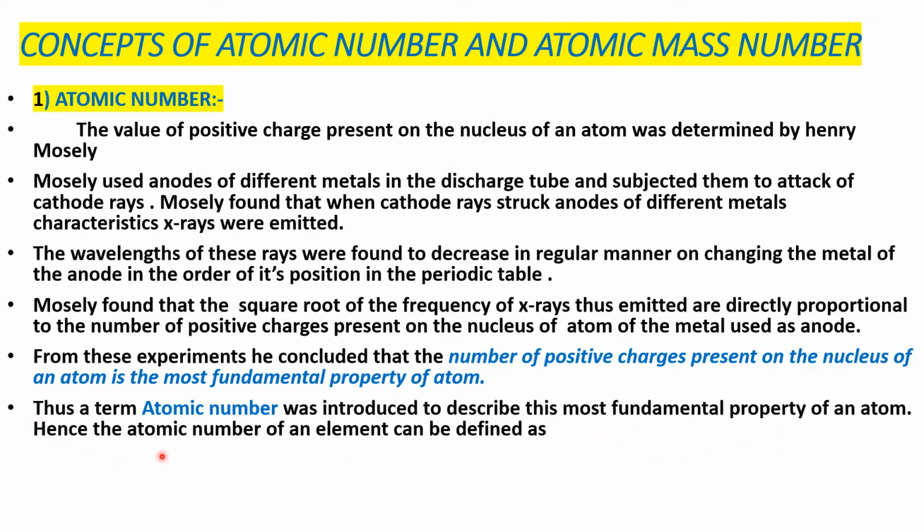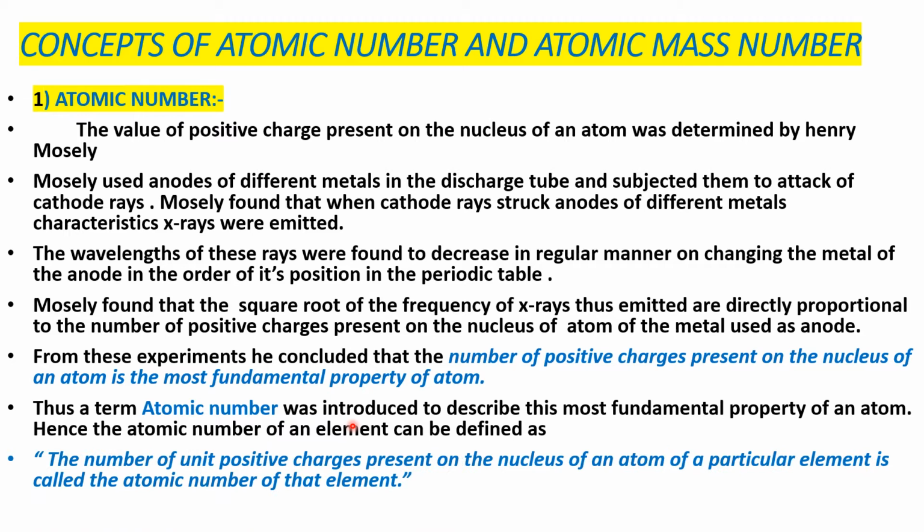Hence, the atomic number of an element can be defined as the number of unit positive charges present on the nucleus of an atom of a particular element is called the atomic number of that element. Okay.